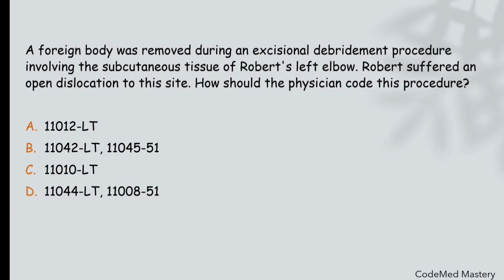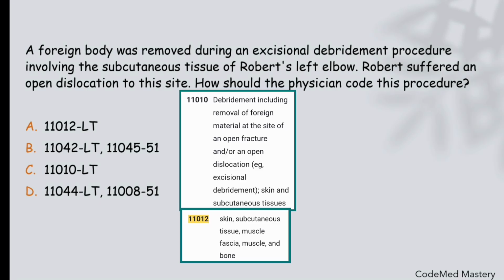A foreign body was removed during an excisional debridement procedure involving subcutaneous tissue of Robert's left elbow. Robert suffered an open dislocation to this site. How should the physician code the procedure? Check the code in option A, 11012. 11012 is for debridement including removal of foreign material at the site of an open fracture or an open dislocation, skin, subcutaneous tissue, muscle fascia, muscle and bone.